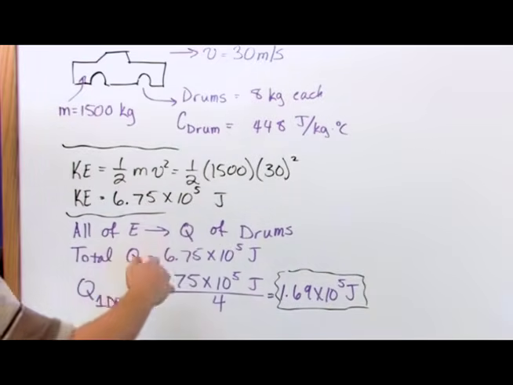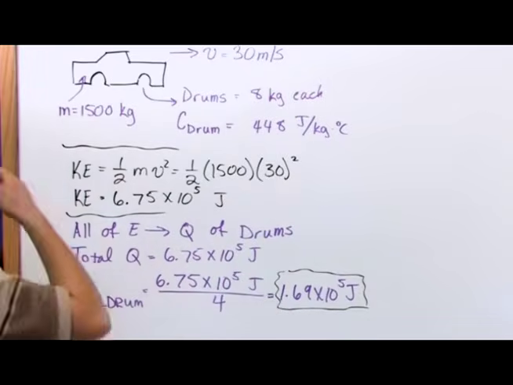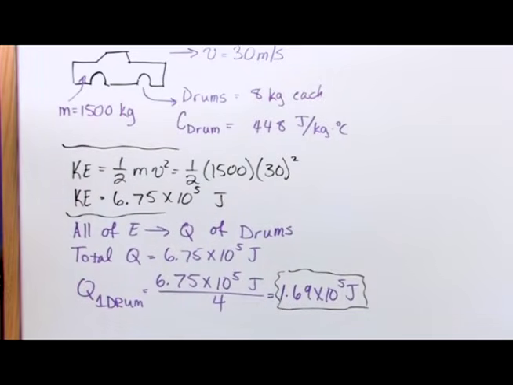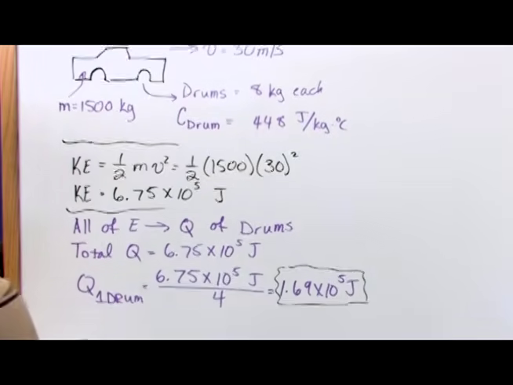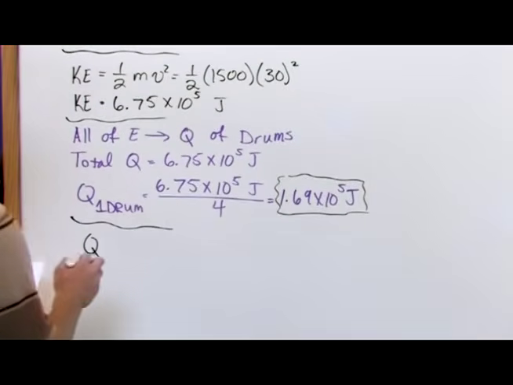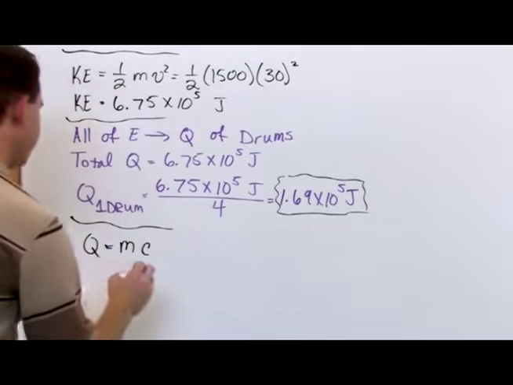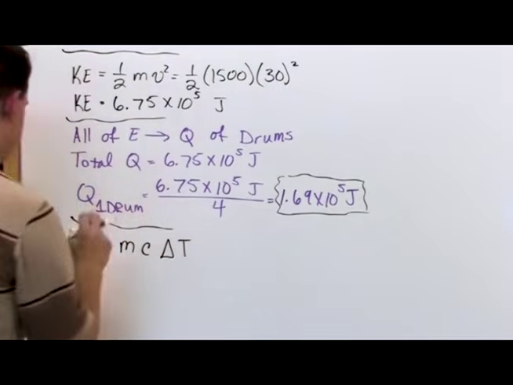What you've done at this point is you calculated the energy of motion, and you just divided that energy by 4 because we're saying that all of that energy goes into heat, into heating the brake drums from friction, right? That's what we're saying is going on here. Now is where you pull out what we learned today. We learned that the heat going into or out of a system is equal to the mass of the system times the specific heat times the delta T, right?